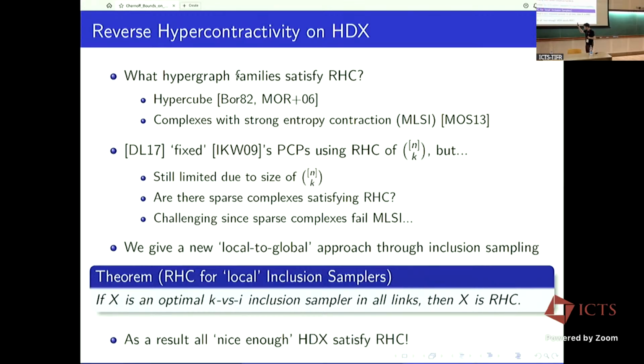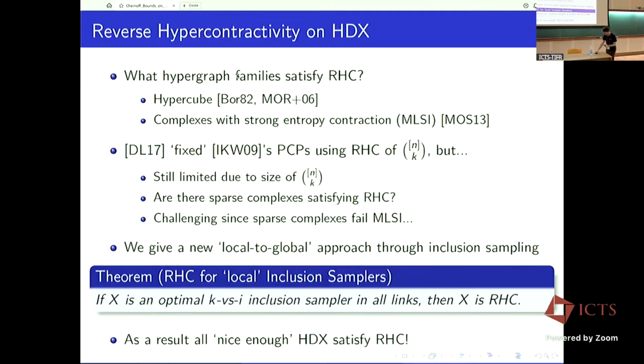And this, of course, implies that all nice enough HDX are reverse hypercontractive, right? Because the links of HDX are HDX. So if we had concentration for the global object, the theorem we showed before automatically implies optimal concentration for all the links as well. So we get reverse hypercontractivity on high dimensional expanders.